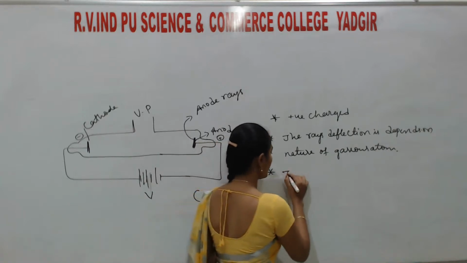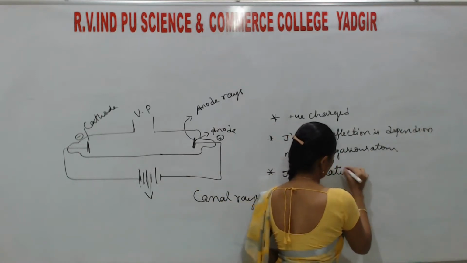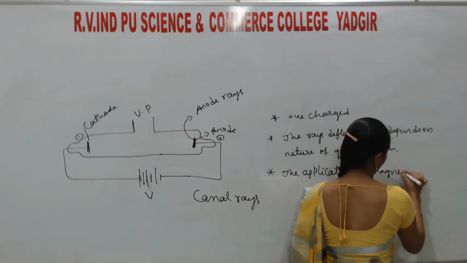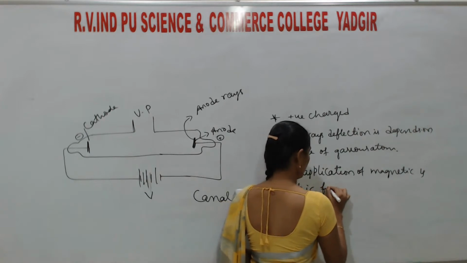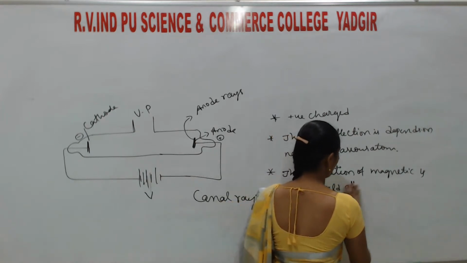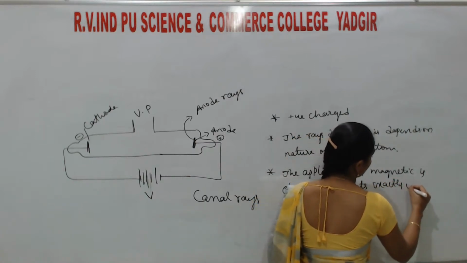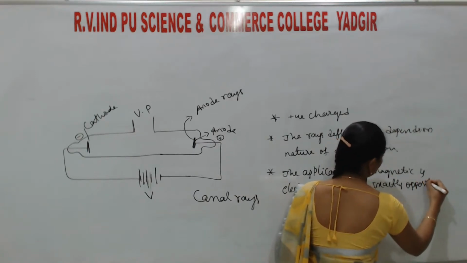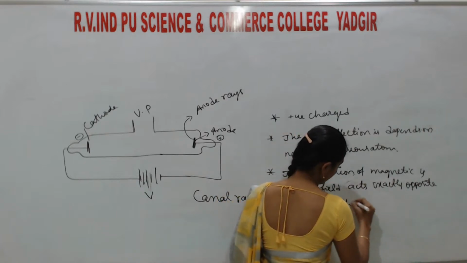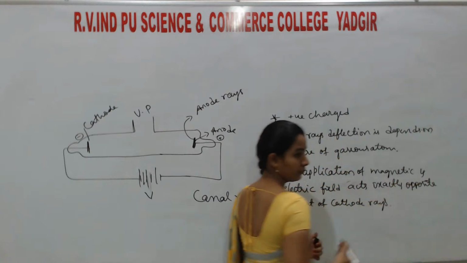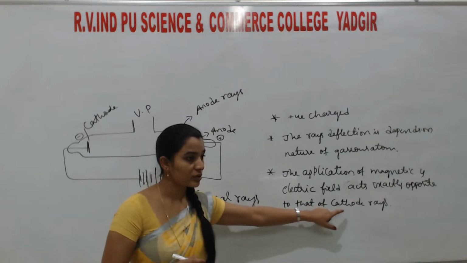Next, another one. The application of magnetic and electric field affects or acts exactly opposite to that of cathode rays. Means the magnetic field and the electric field also affect them, but exactly opposite to what happens with cathode rays.